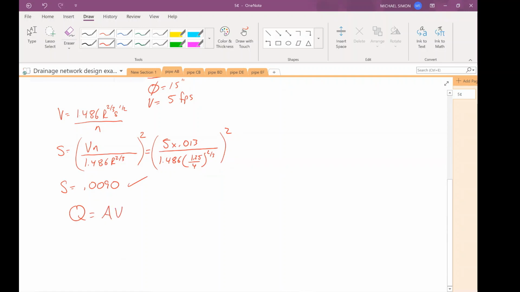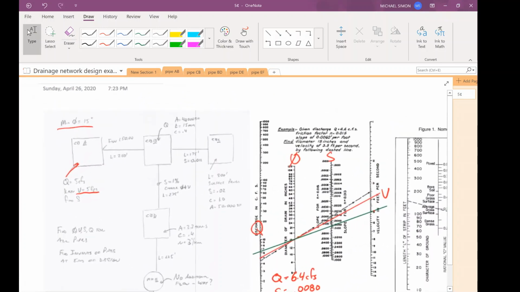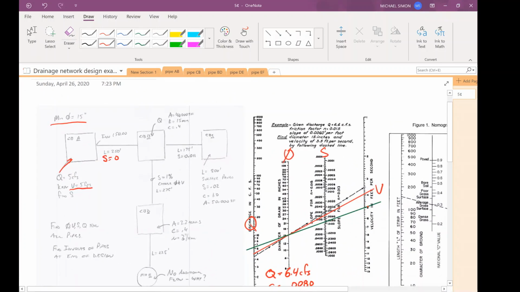How about Q? Q is equal to area times velocity. So this will be 1.25 squared times pi over 4 times 5 feet per second. So Q will be 1.25 squared times pi divided by 4 times 5, which is 6.14 CFS, cubic feet per second. Okay, so those are our two numbers, a slope of 0.009 and a Q of 6.14. What do we do with that? Well, now that becomes important because this slope, 0.0090, we're going to use to do inverts later on. We're going to use that slope to figure out what's happening with that pipe. But more importantly, how much water is flowing this way?